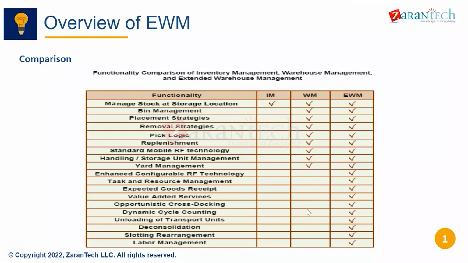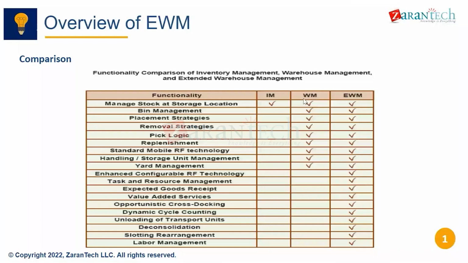You can see bin management supported by the WM system, then placement strategies and removal strategies. Placement strategy means put-away strategy, and removal strategy means picking strategy, the picking logic in the warehouse. Then replenishment. I will explain all this strategy functionality in detail going forward. You'll get confused by seeing the word replenishment, but it is in the WM system up to here.